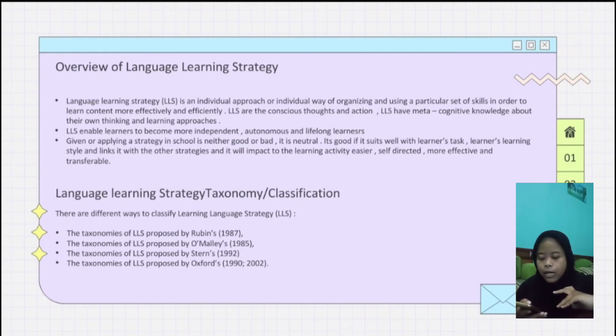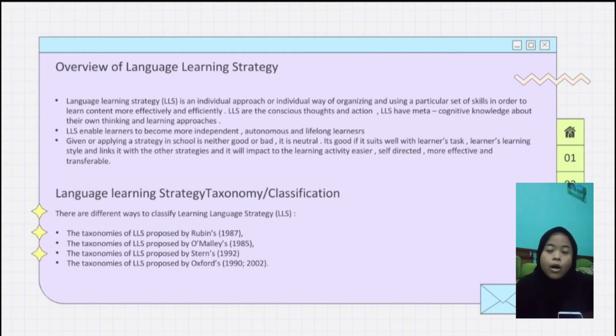Giving or applying strategy in school is neither good nor bad. It is natural, because it is good if it suits well with learners' tasks and learners' learning style, and is linked with other strategies, and it will make learner activity easier, self-directed, more effective, and transferable.